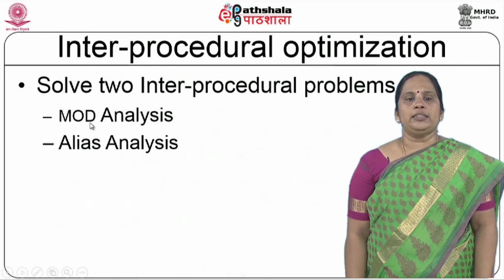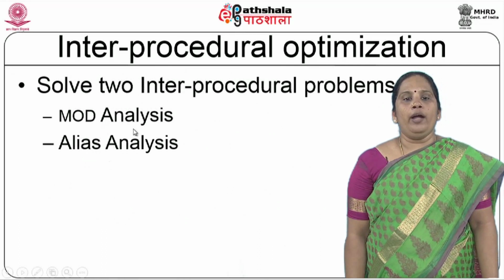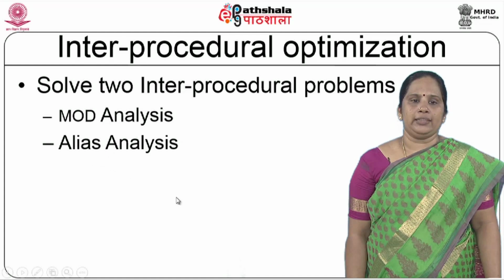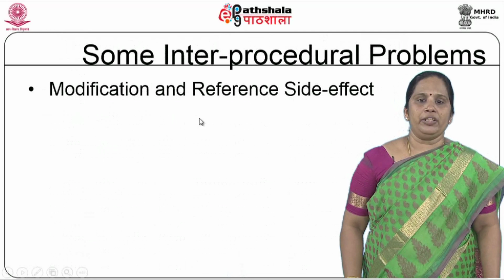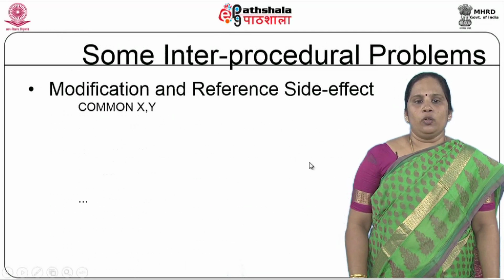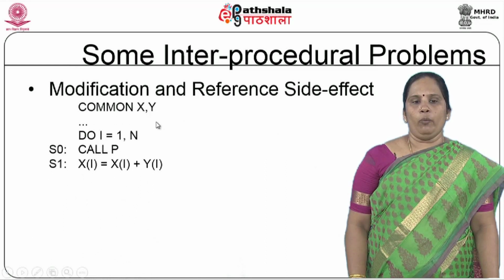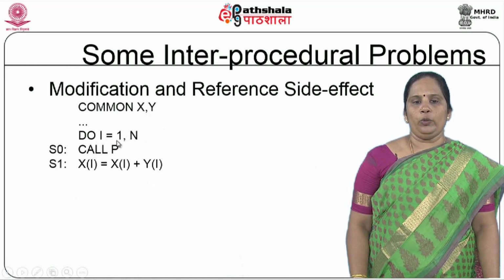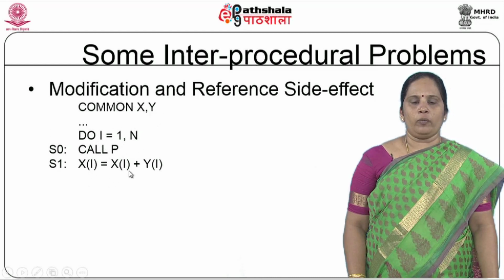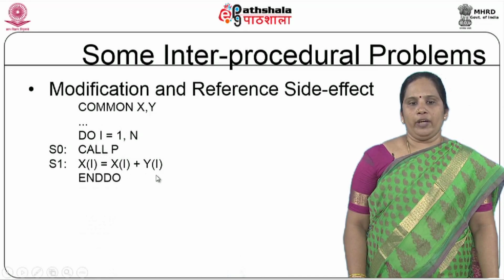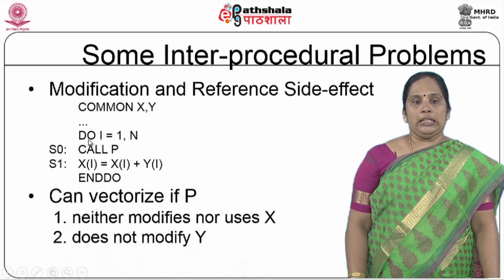Here this will be done using two analysis problems. One is the mod analysis, the other is called the alias analysis. In mod analysis, you have modification and reference side effect analysis. So, consider this example: common x, y, and do I equals 1 to n. You have a function call to p, and after that you have x of I equals x of I plus y of I, and then you end the do. So, you are calling a function inside a loop.